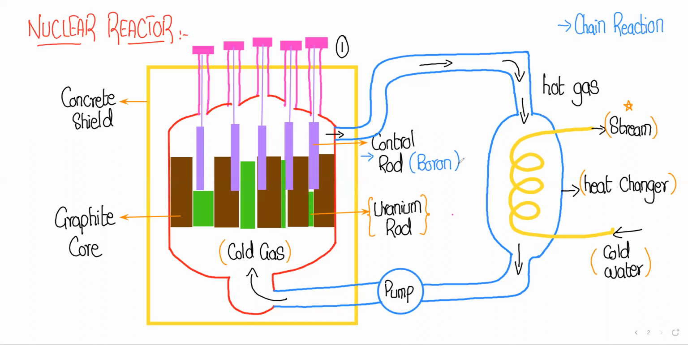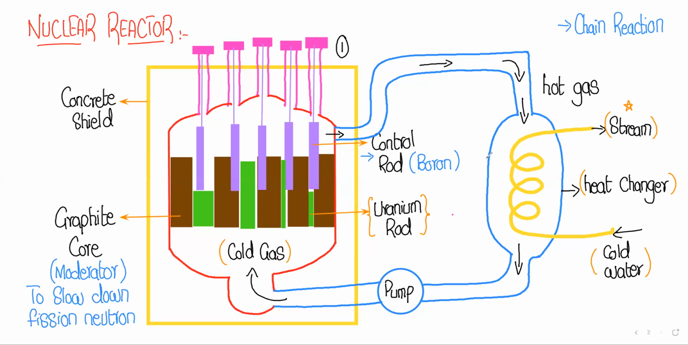Okay, and why are we using these graphite cores? These graphite cores are like a moderator, right? So the purpose of the graphite rod is like a moderator to slow down the fission neutrons. And uranium rods are used for the nuclear reaction, and we know that the concrete shield is very important, so nuclear radiation will not flow outside very freely. And control rods are made of boron to control the chain reaction.